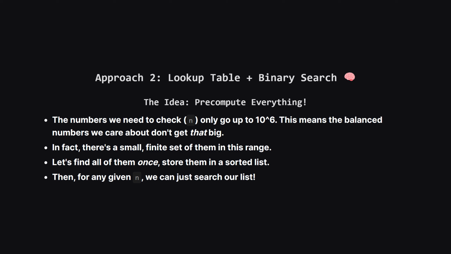Now that first approach works, but checking every single number can feel a bit inefficient. Let's think about a different way. The problem constraints tell us that n is at most 1 million. This is a huge clue. It means there's a limited, and actually pretty small, number of numerically balanced numbers we'd ever need. What if we just figured out all of them beforehand? We could generate them, put them in a sorted list, and then our problem becomes much simpler.